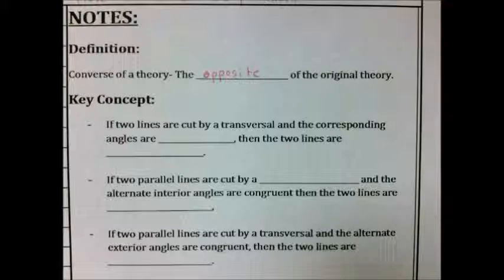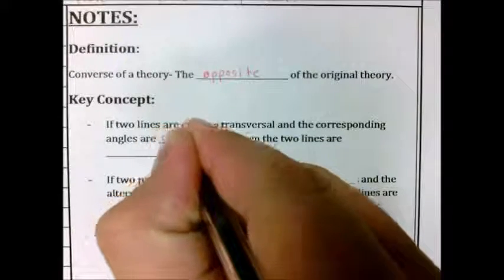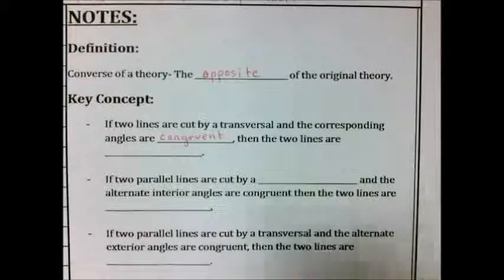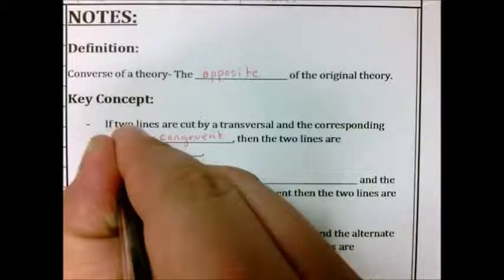Okay, so your key concept here is, remember we were talking about corresponding angles, alternate interior angles, alternate exterior angles, same side interior angles, all those different things. We're kind of working backwards here. So let's just look at a few of these real quick. It says if two lines are cut by a transversal and the corresponding angles are congruent, so that means we do have corresponding angles, they are congruent, then the two lines are parallel.